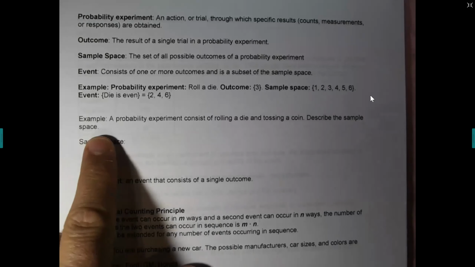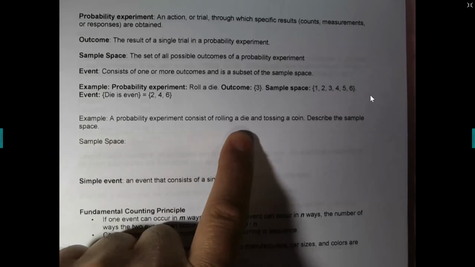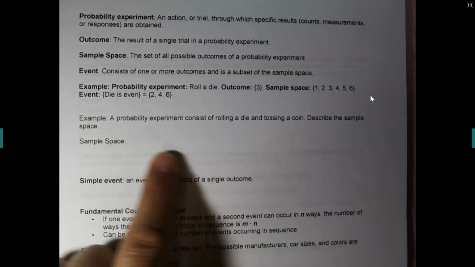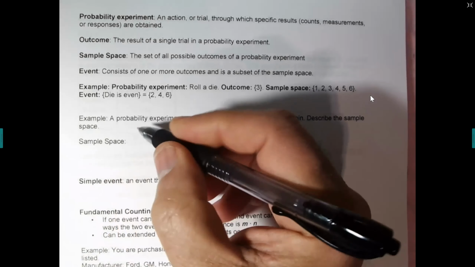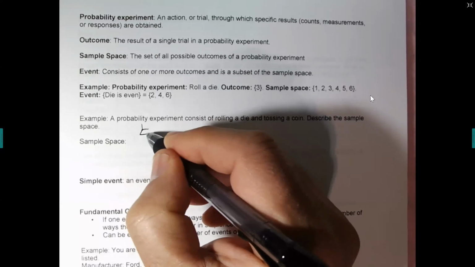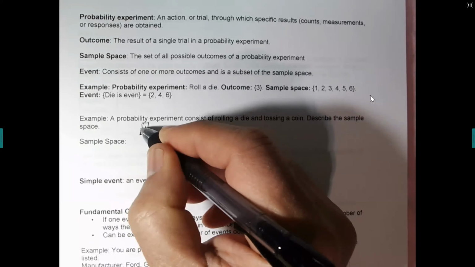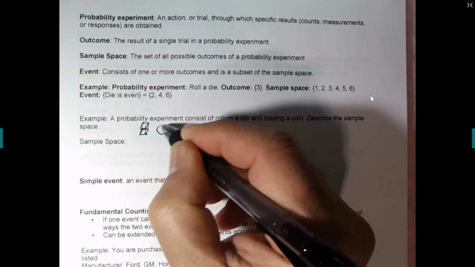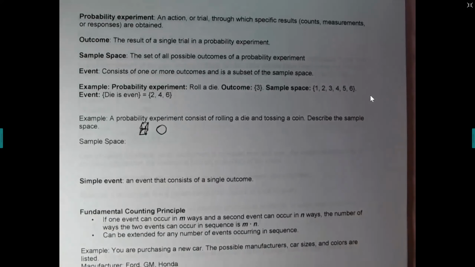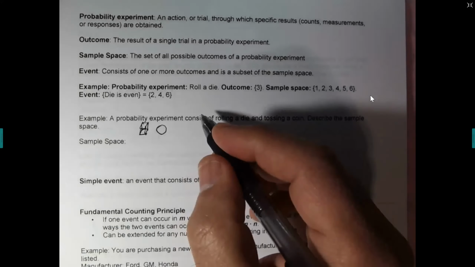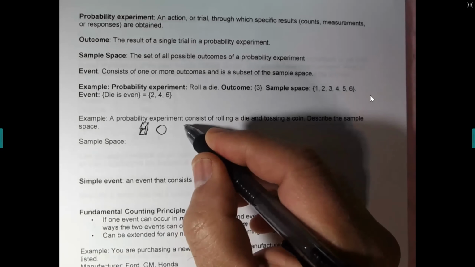Here's another example, guys. We're going to roll a die and toss a coin. Describe the sample space. Can you tell me, if you do those 2 together, what would you get as an outcome? What are the possible outcomes? Can we list them? So we have a die and a coin. What are the possibilities when you roll a die and toss a coin? Can you help me list them?